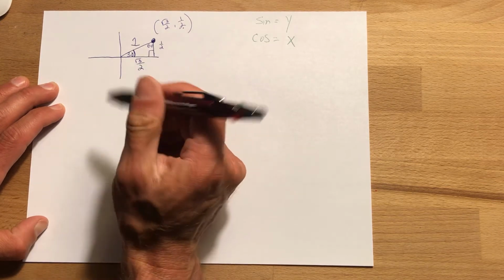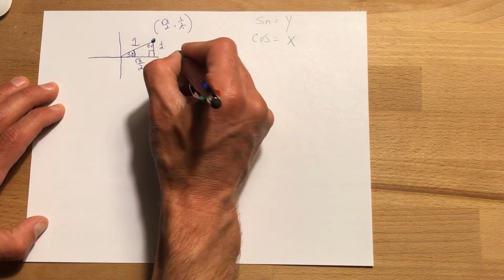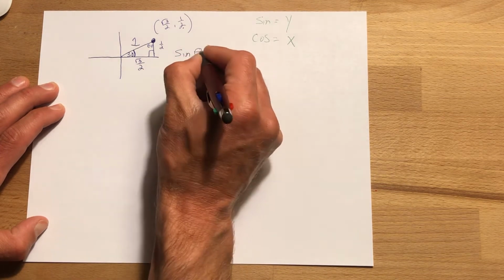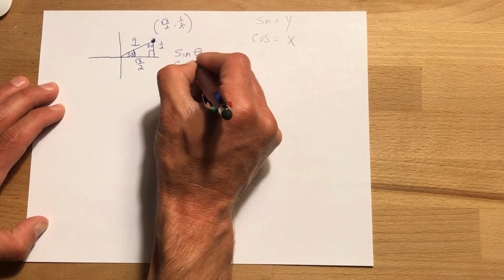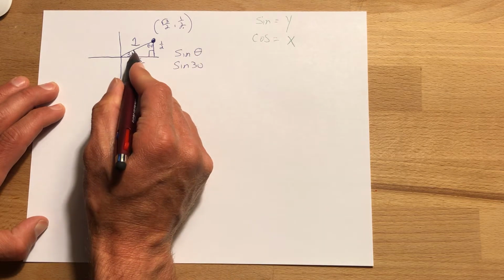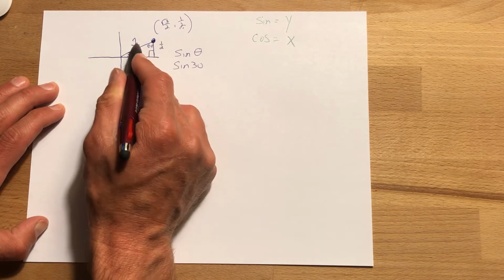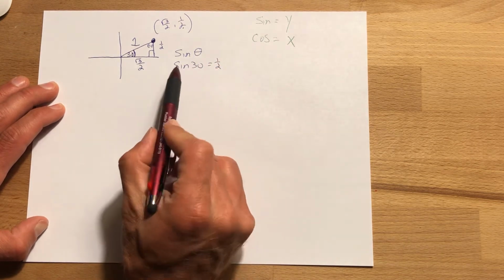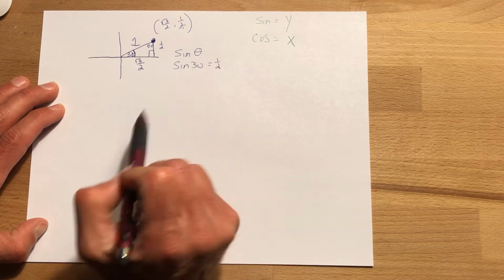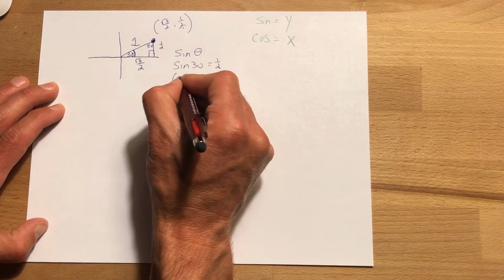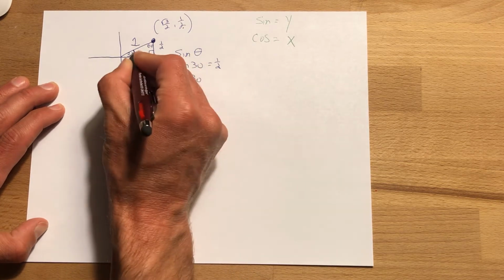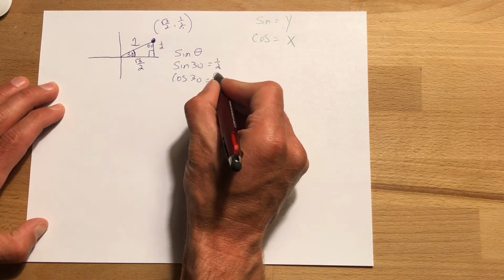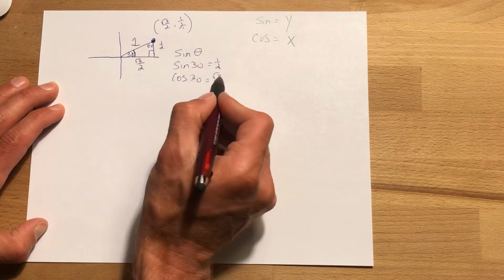The reason why it's important is if I were to ask you what is sine of theta, or let's just say sine of 30 degrees. Sine is opposite over hypotenuse, which is 1/2. So if you plug in sine of 30 in your calculator, it's going to spit out 1/2. What is cosine of 30 degrees? Cosine is adjacent, root 3 over 2 over 1, which is just root 3 over 2.